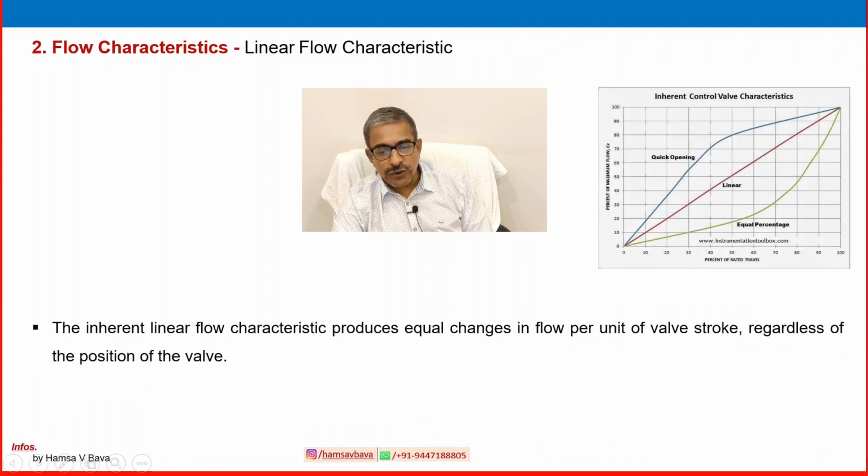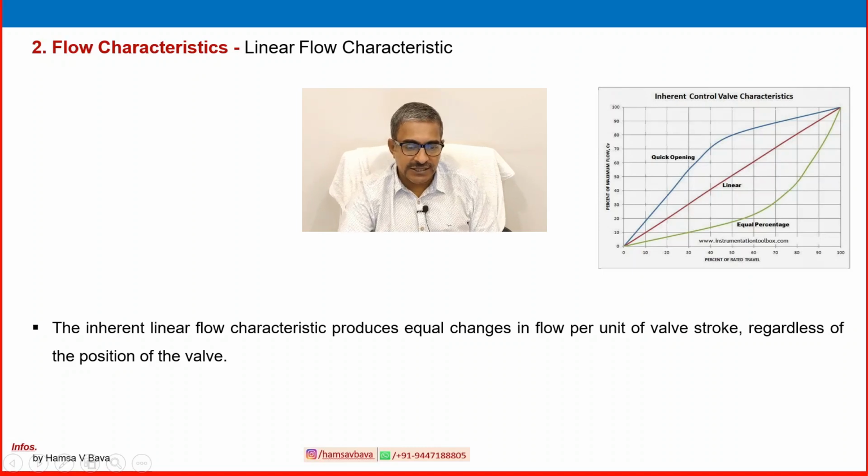The second characteristic we are going to discuss is the linear one. We have completed equal percentage. The inherent linear flow characteristic produces equal changes in flow per unit valve stroke regardless of the position of the valve. So when the valve is opening by equal amounts, the percentage of Cv also moves exactly in equal steps; equal changes are taking place.